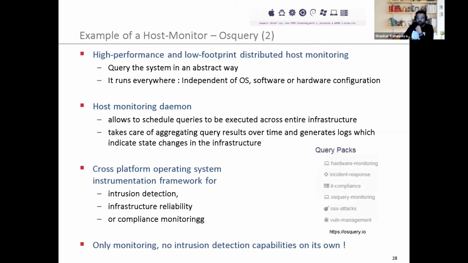And OSQuery is also a cross-platform operating system instrumentation framework for intrusion detection, infra reliability, or compliance monitoring. Now, the point to note is that OSQuery itself only performs monitoring. It does not have intrusion detection capabilities on its own, but you can build on top of it. So if you're working on a research project, trying to embrace these IDS capabilities and so on, you might want to consider this. It is a very great tool, and it's really performance savvy, I would say.